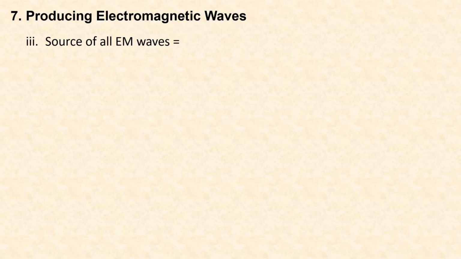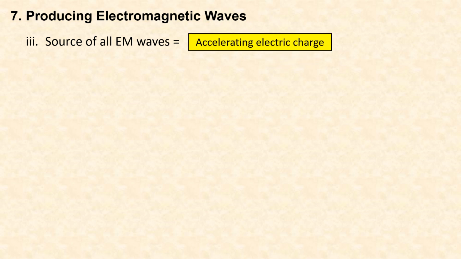So from the last slide, we can say that the source of all electromagnetic waves is accelerating electric charge. That is, when you have a charged particle that accelerates, it will create an electromagnetic wave. So to review some of the concepts we talked about in the last slide, but to present them a little bit differently here, let's take a look.